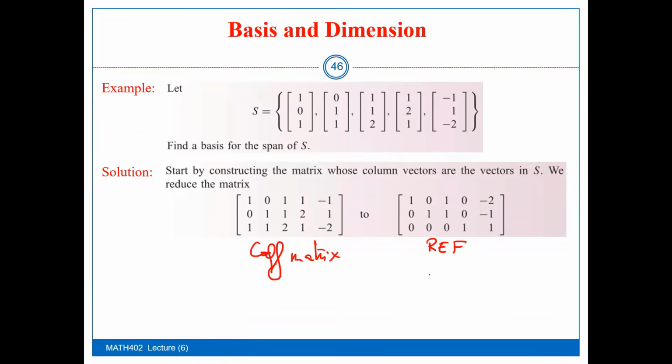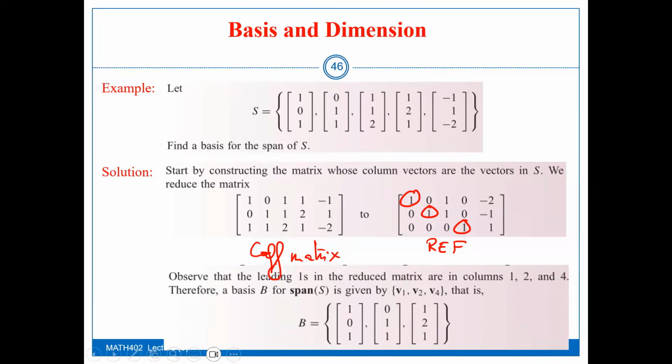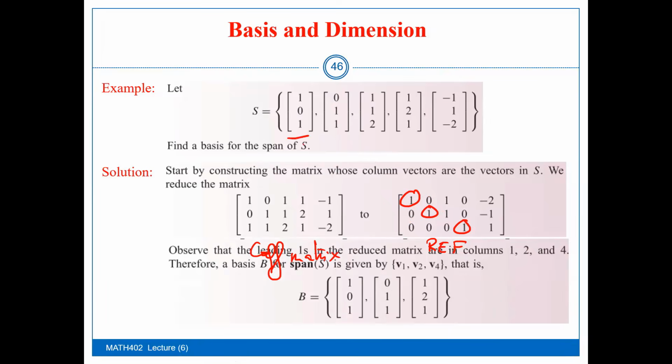This is the row echelon form. How many leading ones do we have? This is a leading one, this is a leading one, this is a leading one. We have 3 leading ones, in the first column, second column, and fourth column. What does it mean? It means that if we take the first vector, the second vector, and the fourth vector, and delete the rest, we obtain a base of span S.